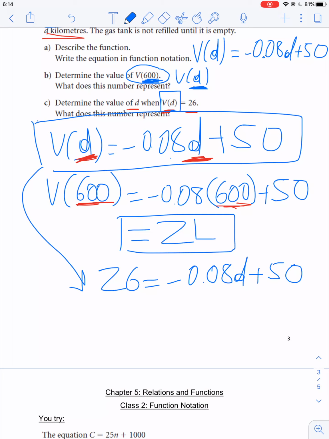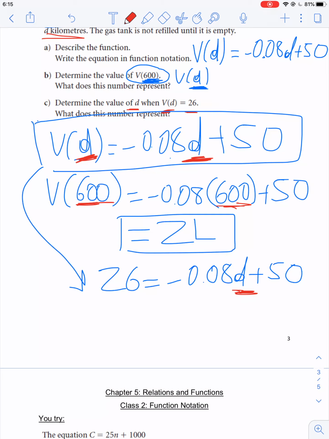They're asking you to replace v of d. That means if your tank has 26 liters of fuel, how far did you travel? This is what the question is asking. If after traveling d distance your tank has 26 liters of fuel left, how far have you traveled? Then you have to solve for d.